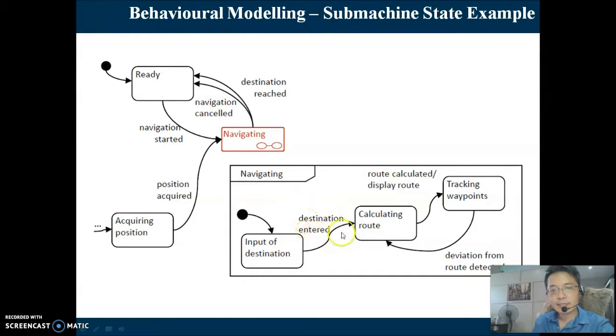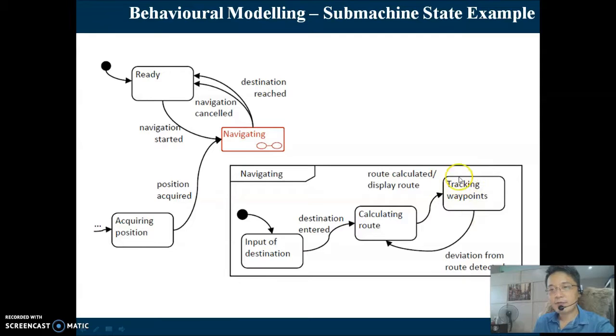Upon entering destination, the system will calculate the route. Calculating the route will provide the tracking waypoints. Tracking waypoints will be used by the driver to steer his or her car to destination. And this state will be maintained until the navigation is cancelled or the destination is reached.